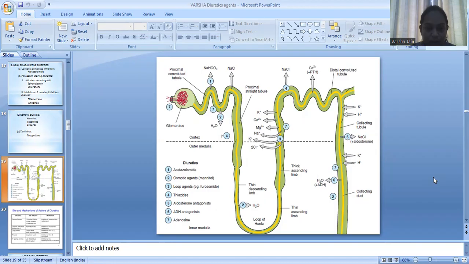Whatever the acetazolamide, osmotic diuretics, then thiazides and adenosine will act on the cortex, and others in the outer medulla. I mean whatever the mannitol, that is osmotic agents, and ADH antagonists, and also adenosine, will act on the outer medulla.